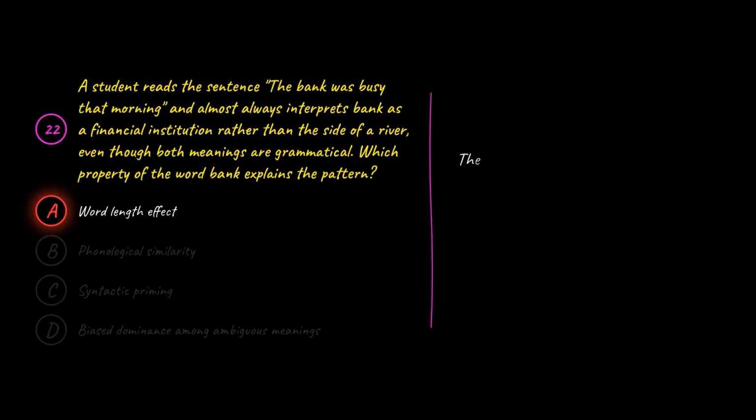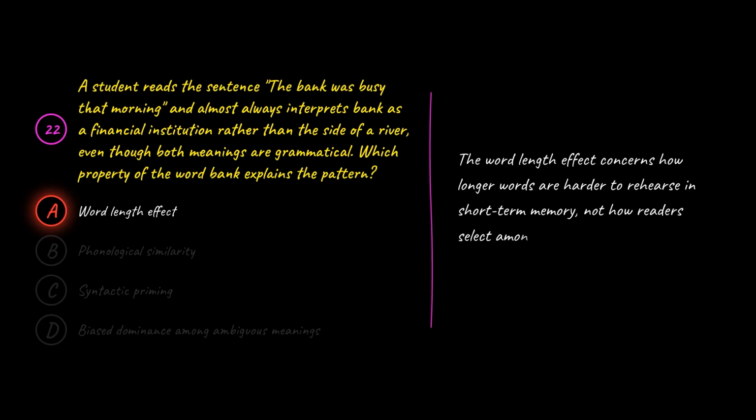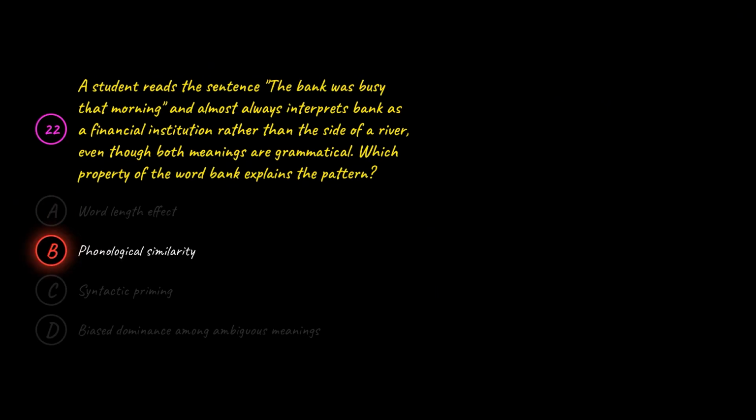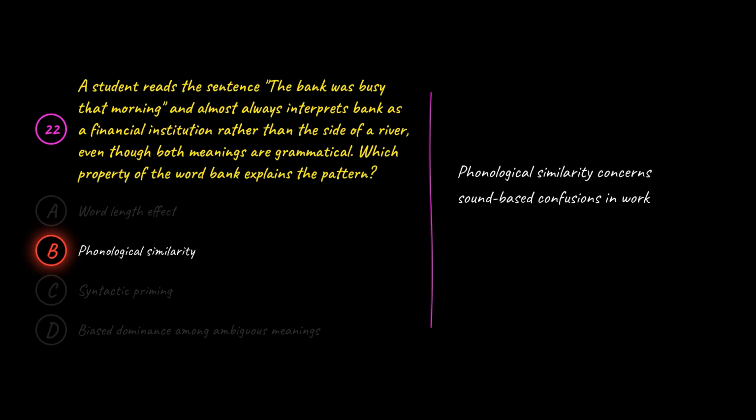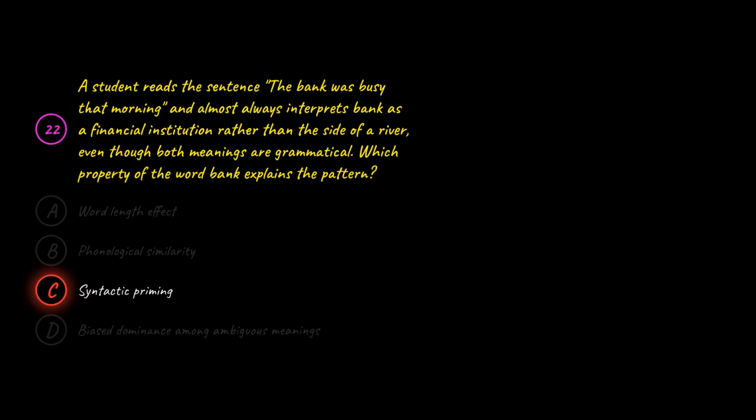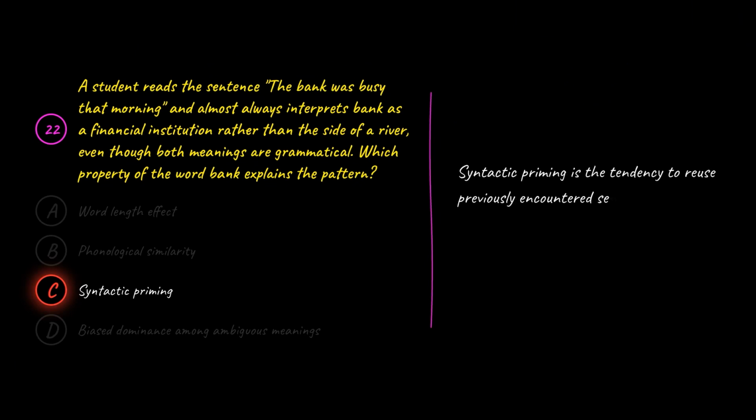A is wrong because the word length effect concerns how longer words are harder to rehearse in short-term memory, not how readers select among meanings of an ambiguous word. B is wrong because phonological similarity concerns sound-based confusions in working memory and does not explain meaning selection during reading. C is wrong because syntactic priming is the tendency to reuse previously encountered sentence structures, not a property of word meaning frequency.